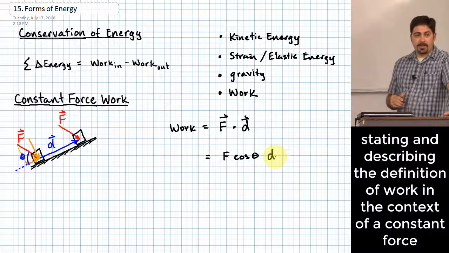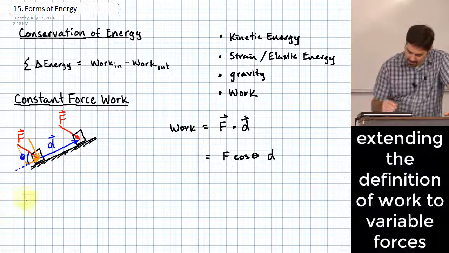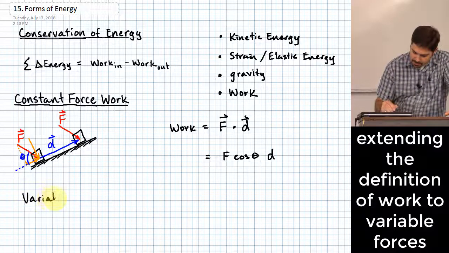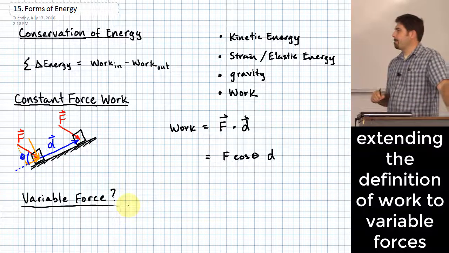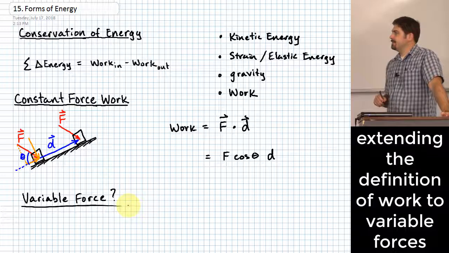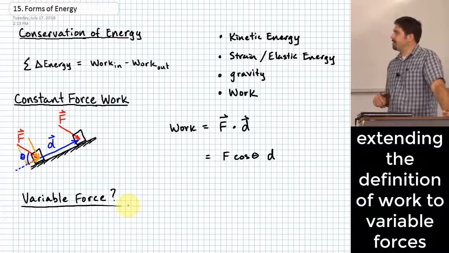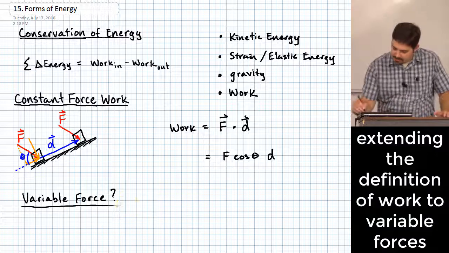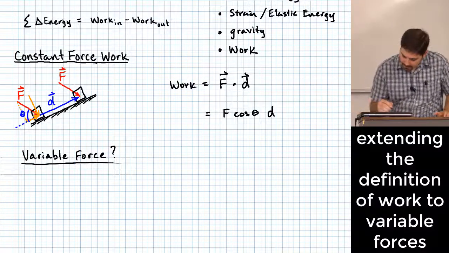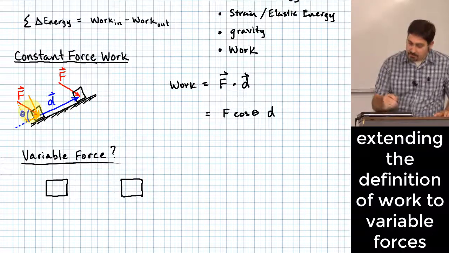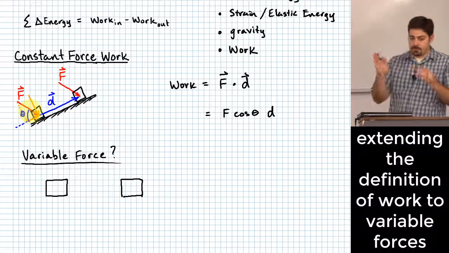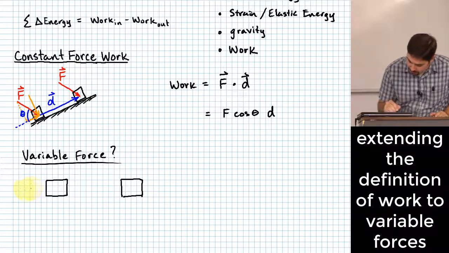What if we have a variable force? That's my next thing I want to talk about. What about a variable force? The answer to that is actually not too awfully complicated. Let's simplify this down and say we've already dealt with the idea that there could be a difference between the direction of the force being applied and the direction of the movement. Now let's look at a case where the two are actually lined up.